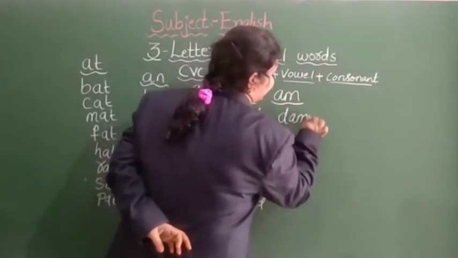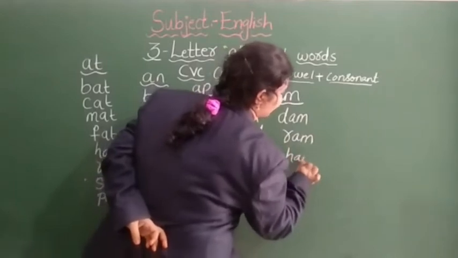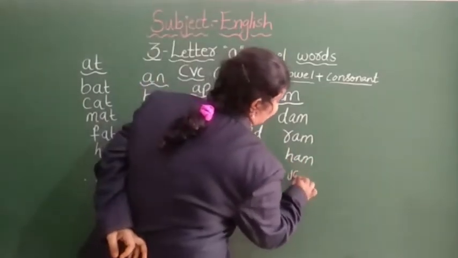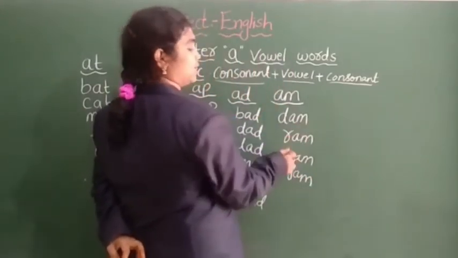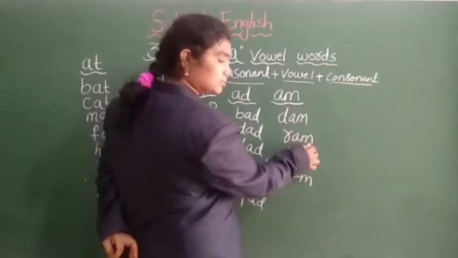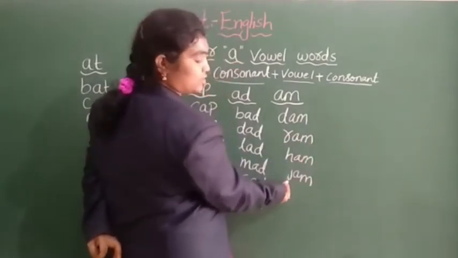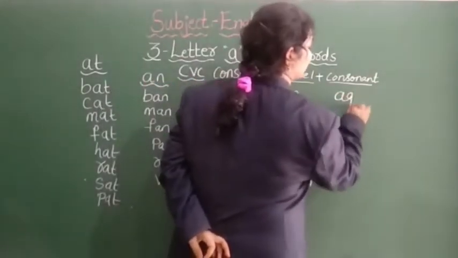D, A, M, dam. R, A, M, ram. H, A, M, ham. Okay, children? J, A, M, jam. Again, D, A, M, dam. R, A, M, ram. H, A, M, ham. J, A, M, jam. Okay? Let us do some more words, Nana.